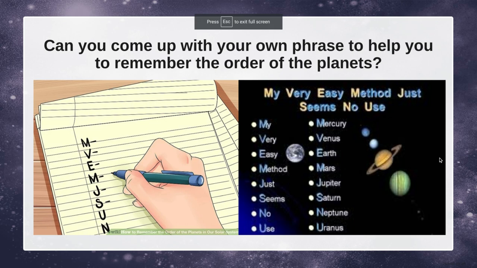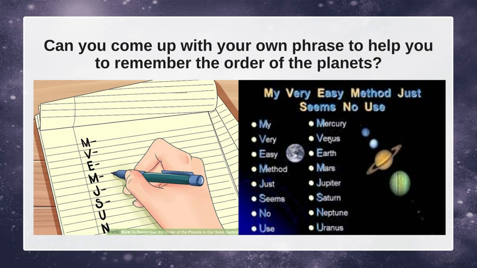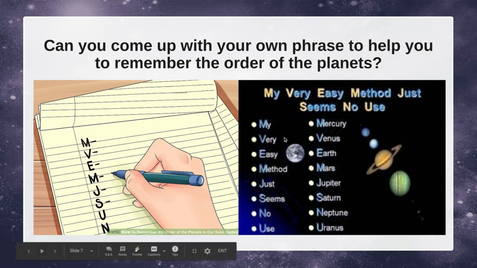Once you have completed your fact file, I would then like you to come up with your own phrase to help you remember the order of the planets, their distance from the Sun. So this is the order. It goes Mercury, Venus, Earth, Mars, Jupiter, Saturn, Uranus, and Neptune. Now, one that somebody has created here, my very easy method just seems no use.